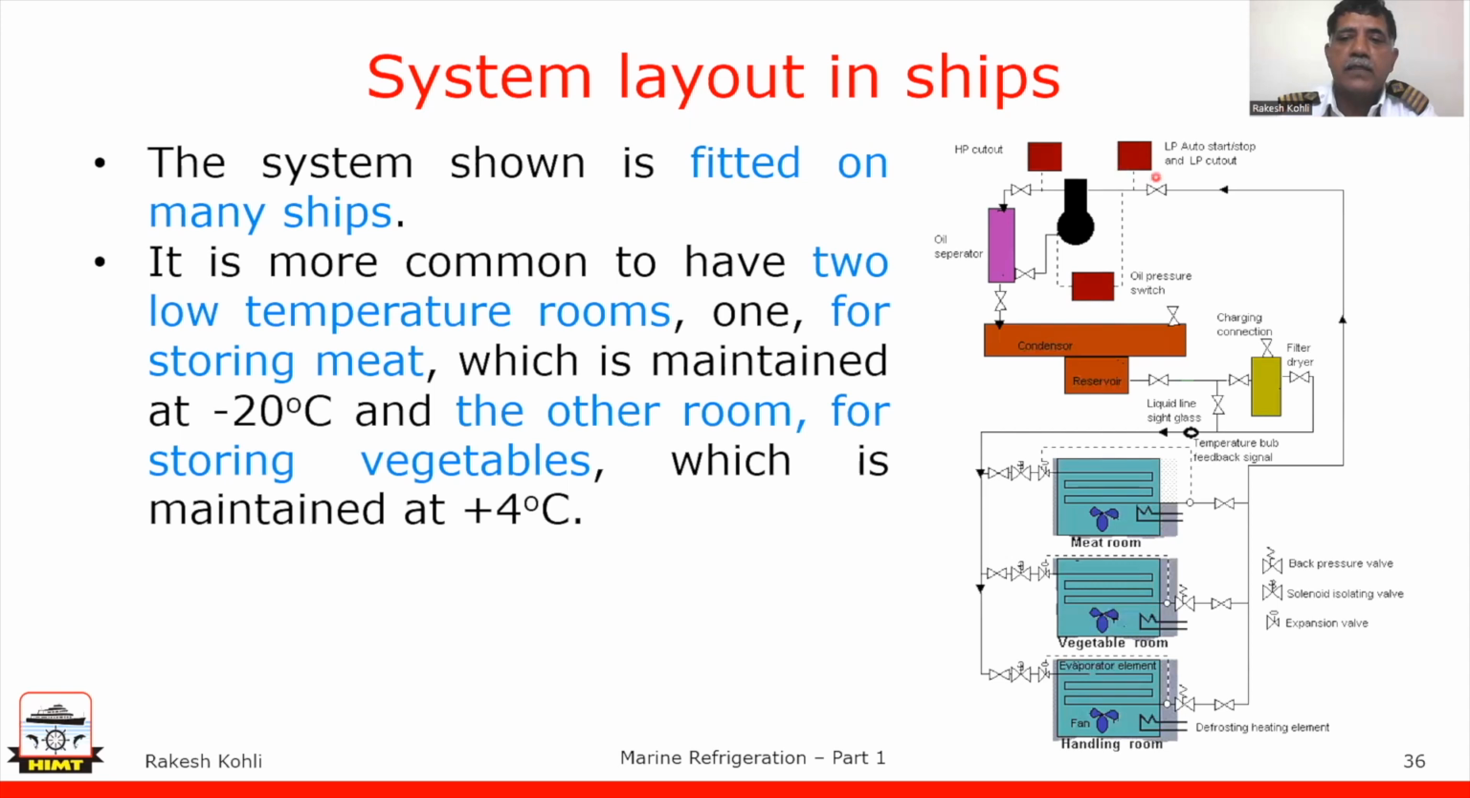Then the next one is the LP switch. The LP switch has multiple functions. One of the functions is to start and stop the compressor. We'll come back to that afterwards. The other one is, if the LP pressure is very low, it should stop the compressor. That is called the LP cutout. So it is a single switch, the LP cutout, which functions for both.